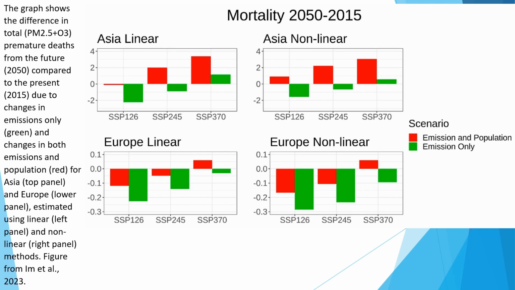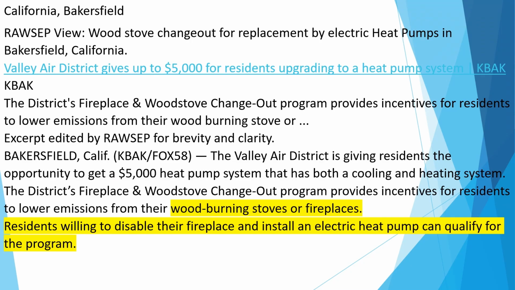Bakersfield, California, KBAK/Fox 58. The Valley Air District is giving residents the opportunity to get a $5,000 heat pump system that has both a cooling and heating system. The district's fireplace and wood stove change-out program provides incentives for residents to lower emissions from their wood-burning stoves or fireplaces. Residents willing to disable their fireplace and install an electric heat pump can qualify for the program.